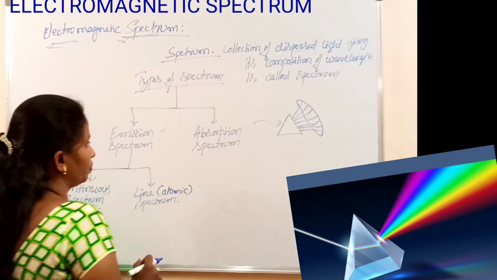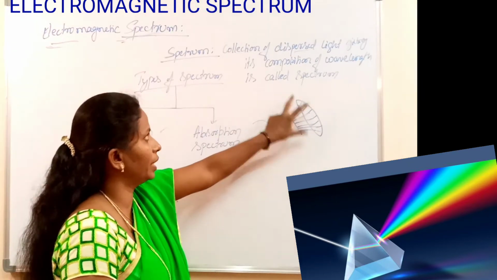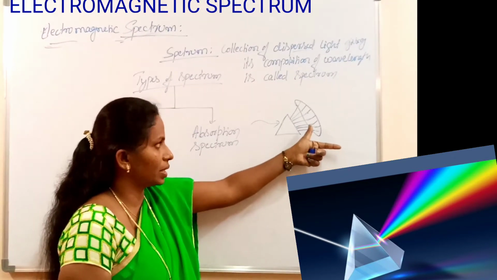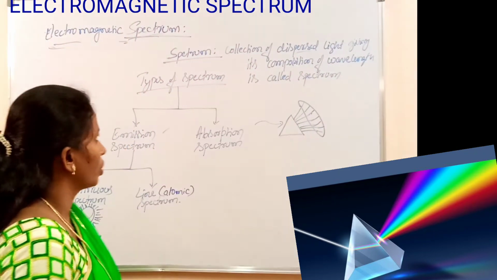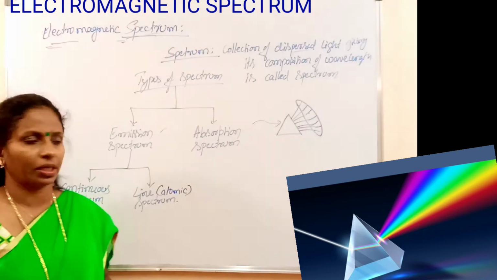So here we are observing it is a collection of dispersed light, giving the composition of different wavelengths. Each line represents each wavelength. So this is spectrum. In spectrum we have two types: emission spectrum and absorption spectrum.